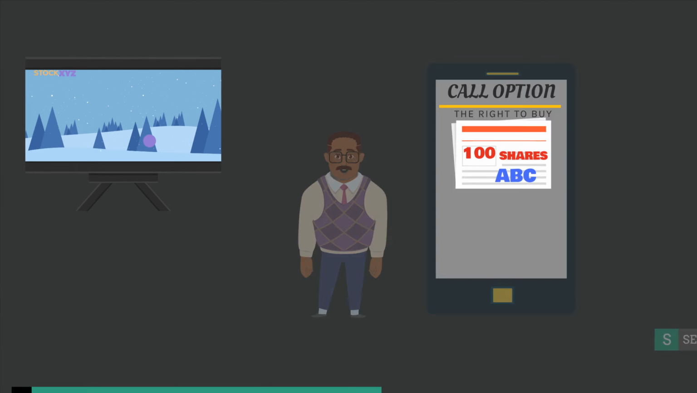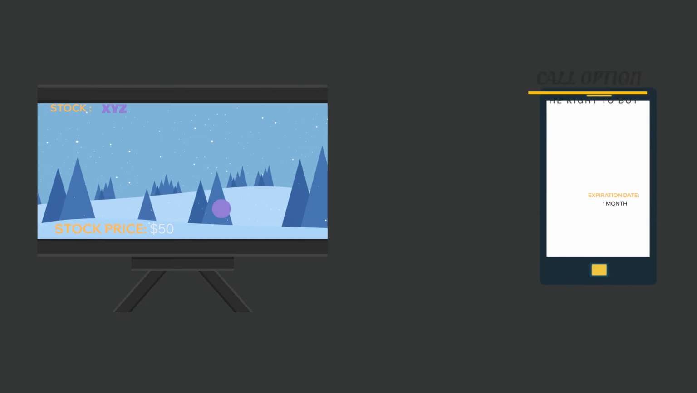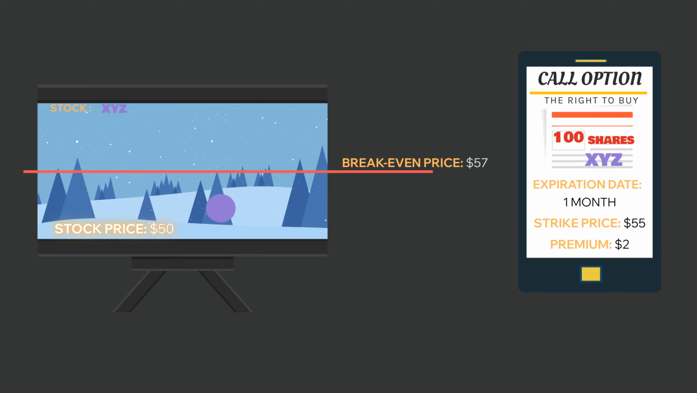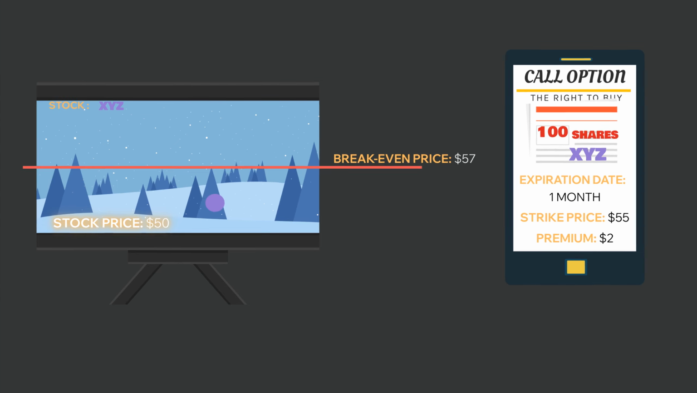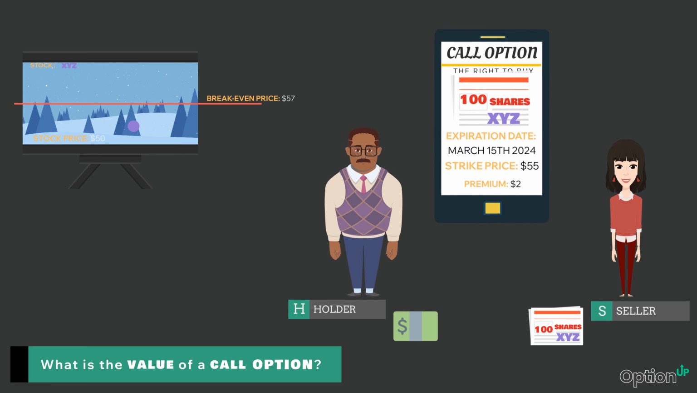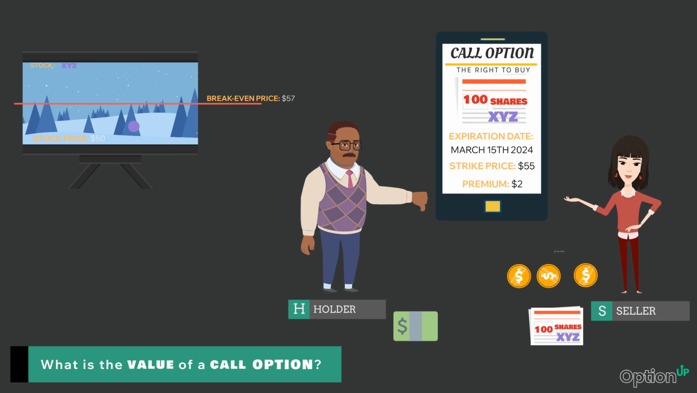If you look at this chart, for example, the value of the stock today is $50. In this call option, the strike price is $55, and the premium is $2 per share. The break-even price is $57. If the price of the stock is below $55, then the holder of the option loses their entire investment, the premium they paid to the seller. The amount of the initial investment is $200, since shares are traded in increments of 100.